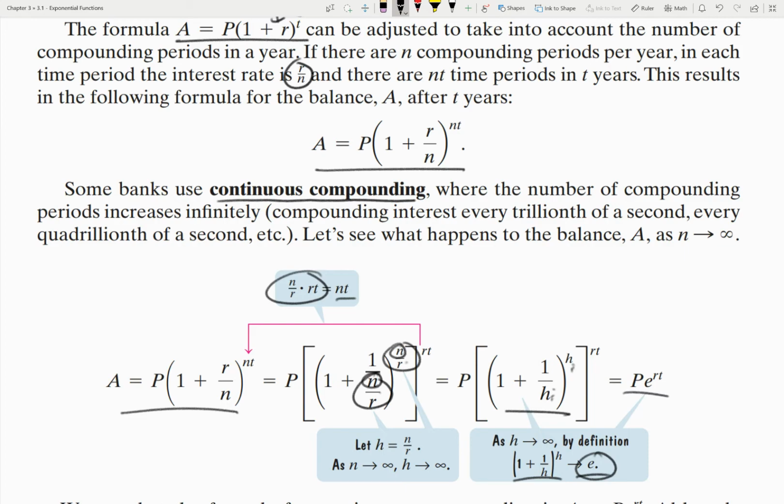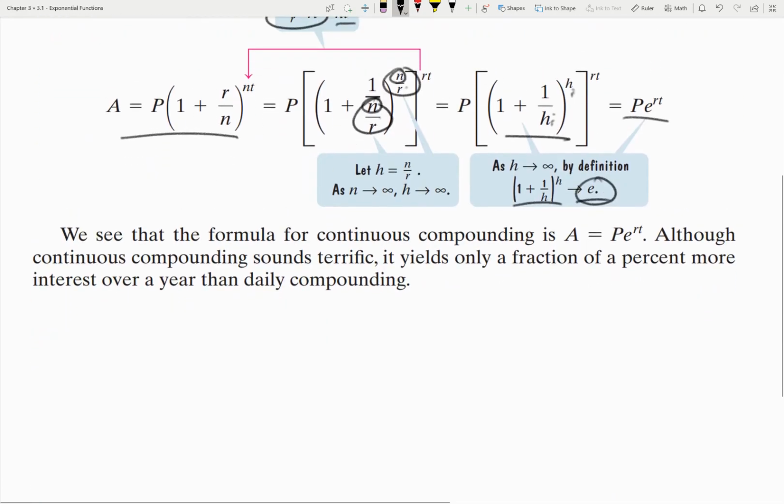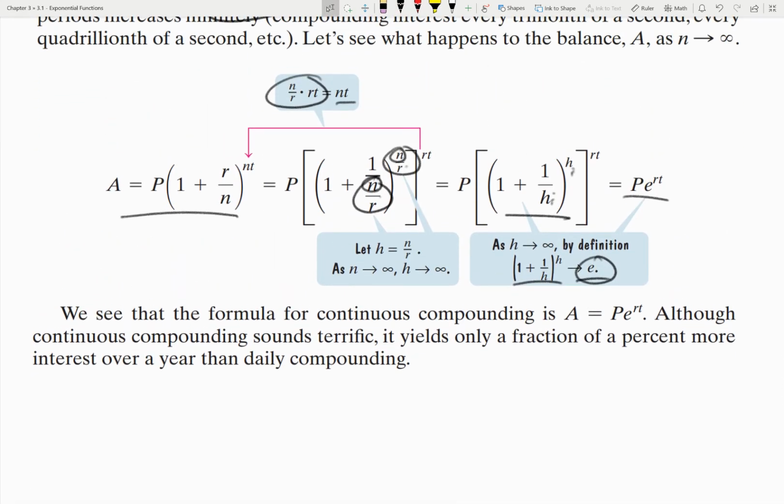Here's a new formula: P e to the rt power. And that works when we have continuous compounding. Even though this sounds like it is going to give you a lot more money, it is really only a couple, maybe a couple cents, a dollar or so more, depending on how long you're talking about. Really not much better than daily compounding, but a different formula that we're going to have to use.